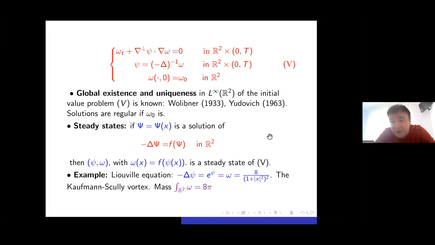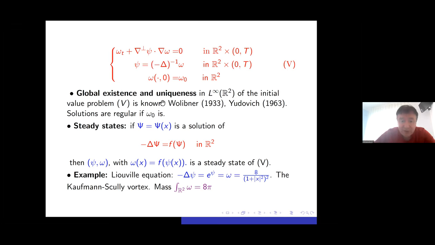Just a simple remark, however important for the two-dimensional case, is that if you consider a solution of a semilinear elliptic PDE of this form, where f is an arbitrary nonlinearity, say any function of class C1, then a solution of this problem inherits automatically a steady state of problem V. By a solution of this, I mean that psi is the inverse Laplacian of the right hand side.